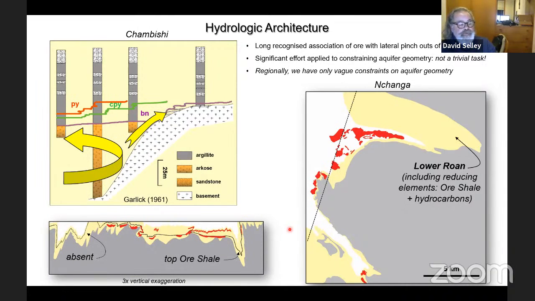They may include using the geometry of orogenic fold patterns as a proxy for early rift architecture, various geophysical tools, surface geochemistry. They all provide insight, but they have their limitations. And we really have to concede that, at least regionally, we have only very vague constraints on the aquifer geometry.